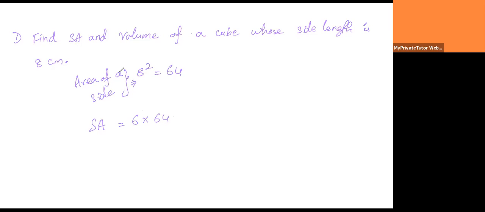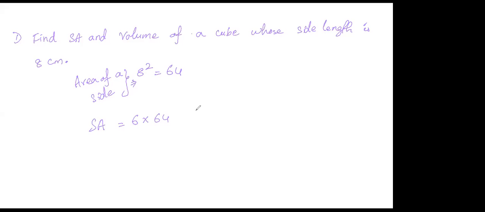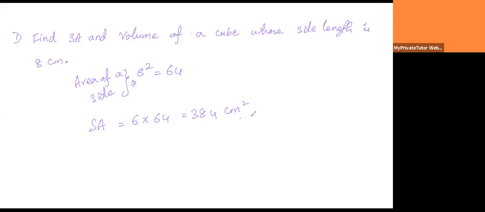So 8 squared is 64, and 64 times 6 is 384. So we have 384 square centimeters. This is how we find the surface area. And the volume is very straightforward.